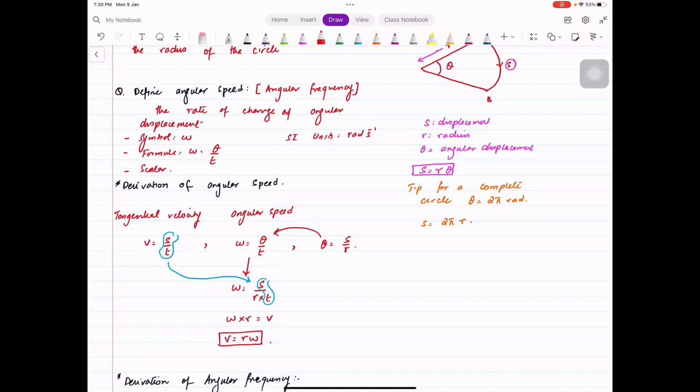Let me put some numbers into it so you don't forget. 1, 2, and this is the third step we've done.